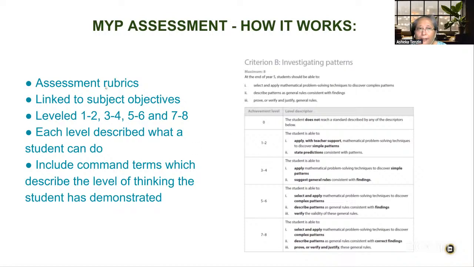Okay, and the rubric is linked to subject objectives. So these are the 3 objectives of mathematics. So these are the assessment objectives. Level 1, 2, 3, 4, 5, 6, 7, 8. All subjects, all criteria have levels, achievement levels, starting from 1 to 2, ending in 7 to 8, where 7 and 8 is the highest achievement level, 1 to 2 is the lowest achievement level.